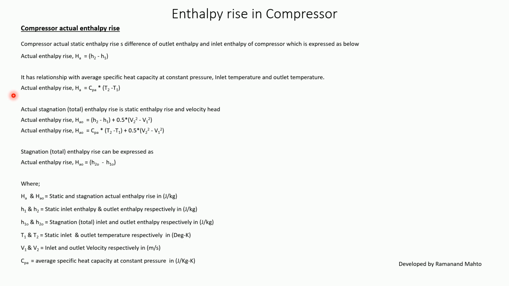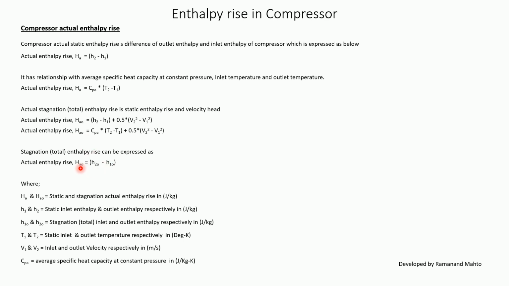Actual stagnation enthalpy rise is a static enthalpy rise and velocity head. So actual enthalpy rise, which is stagnation form, HAO is equal to h2 minus h1 plus 0.5 into bracket start V2 square minus V1 square bracket close. This can also be written in CP form. So HAO, it is stagnation, this is actual stagnation enthalpy rise. HAO is equal to CPA into bracket start T2 minus T1 bracket close plus 0.5 into bracket start V2 square minus V1 square bracket close.